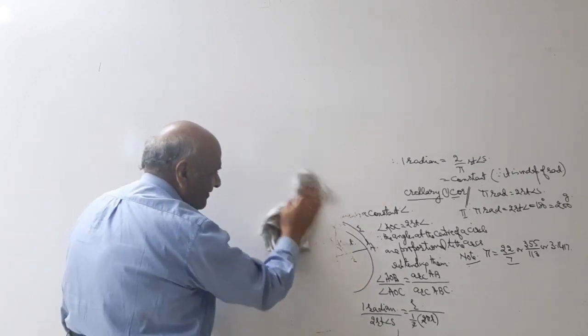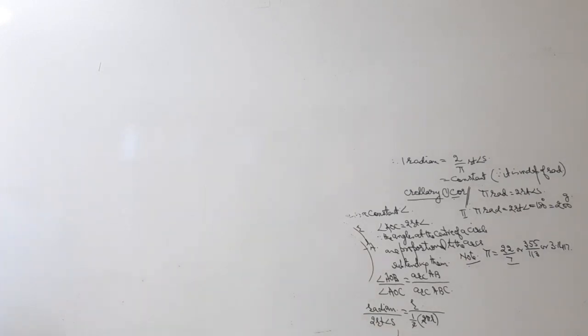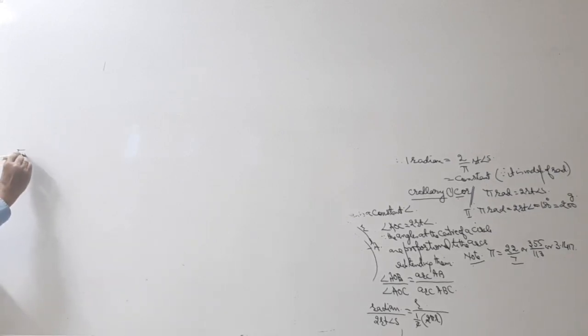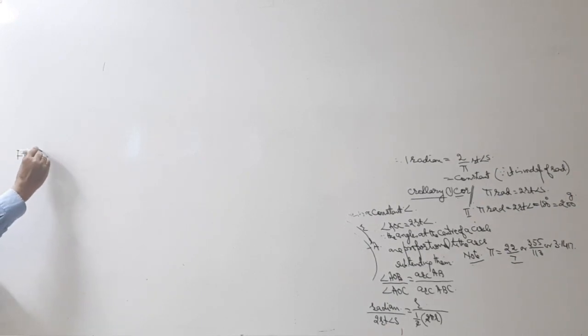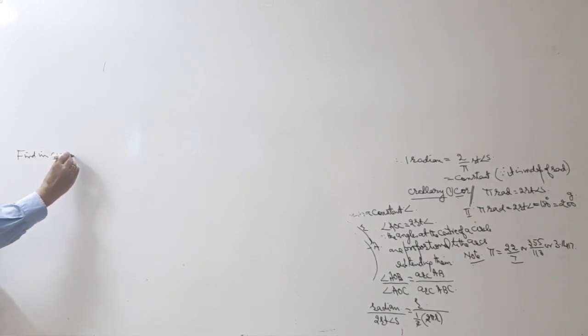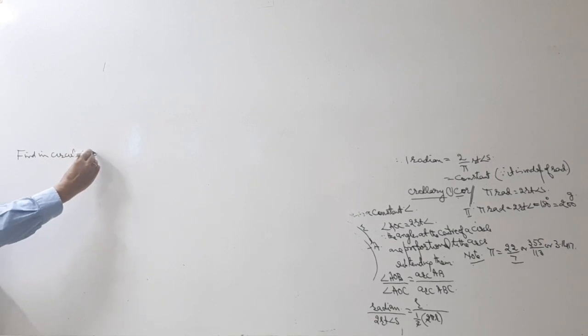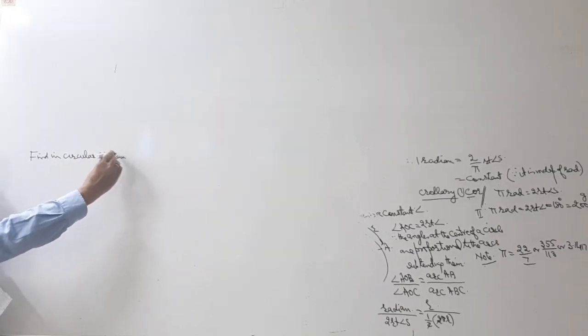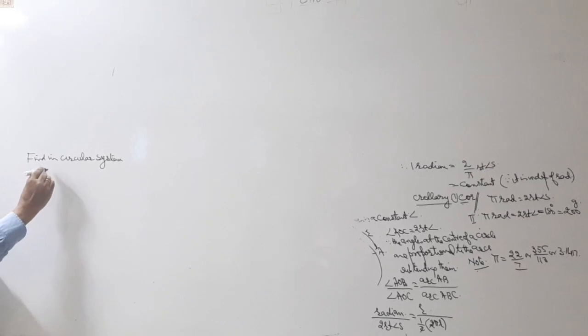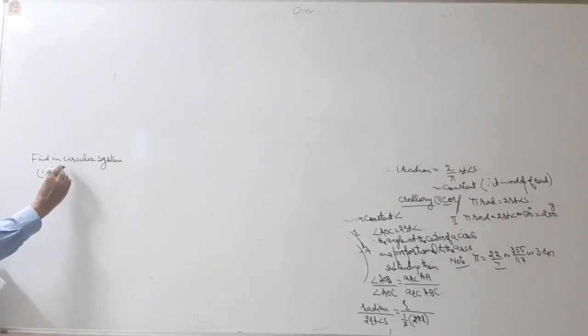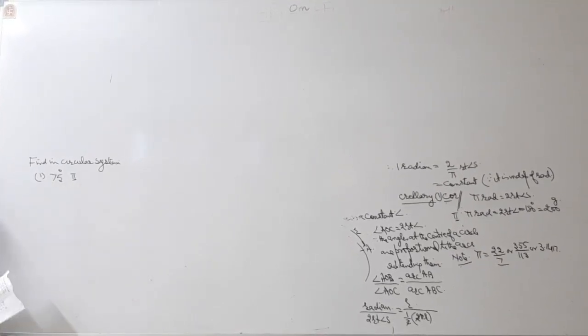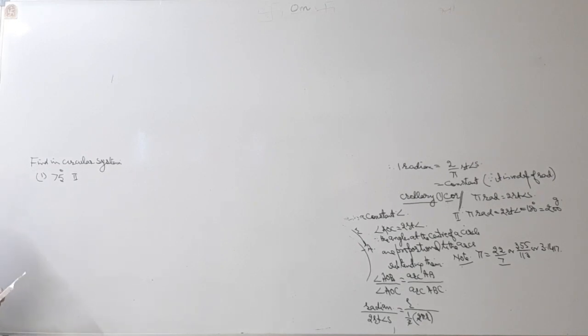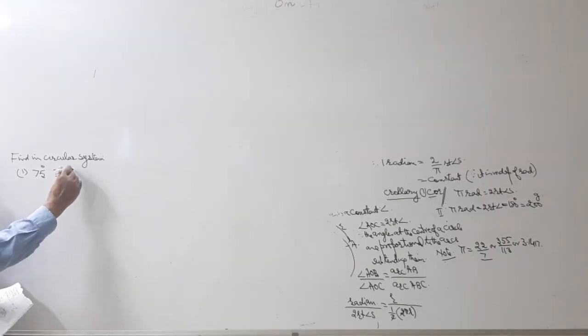Now let us make this concept clear by taking a few simple examples. Write question number 1. Find in circular system. A few examples we take. Number 1, 75 degrees. The conversion from sexagesimal to circular.